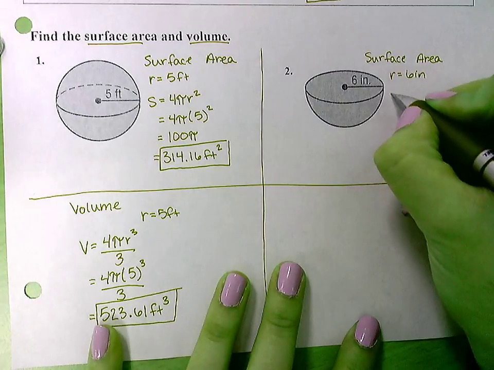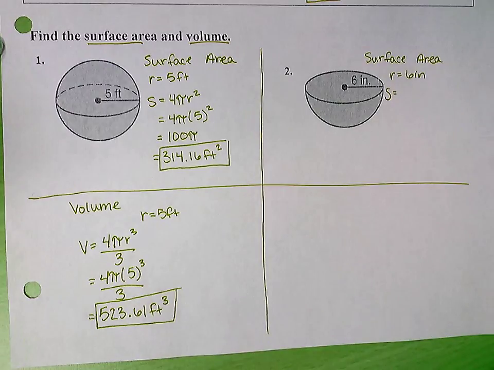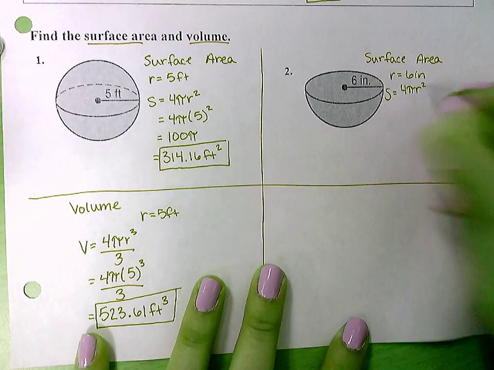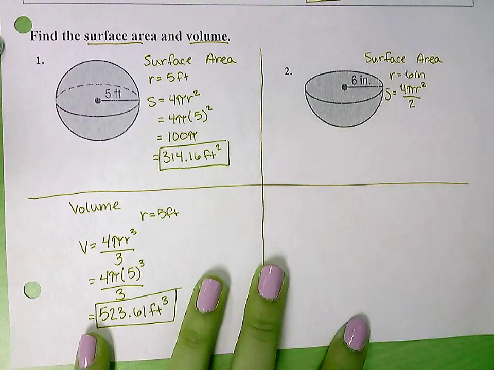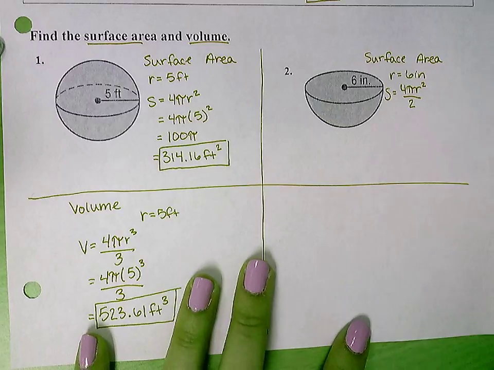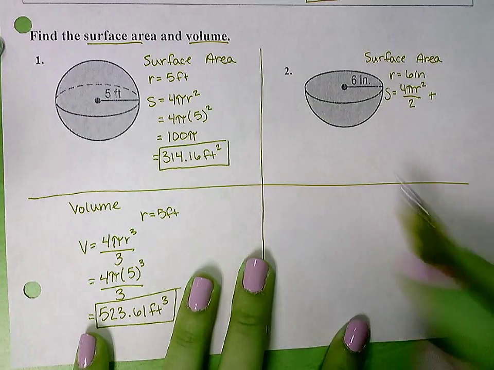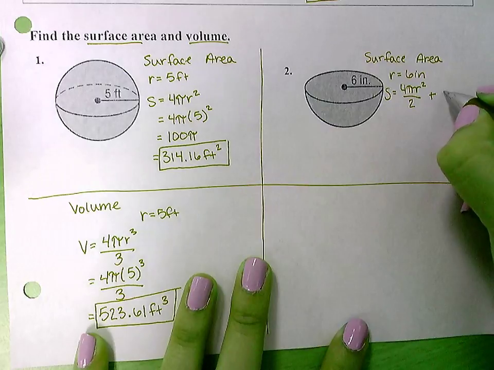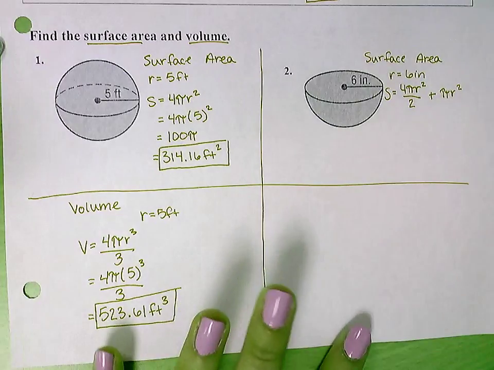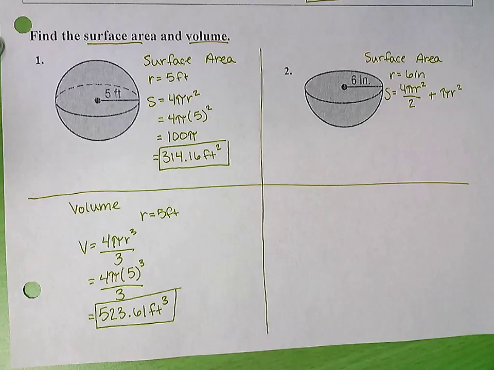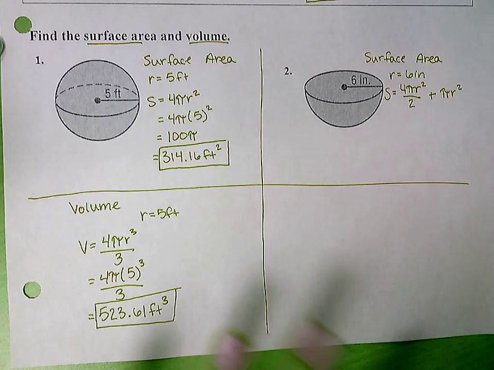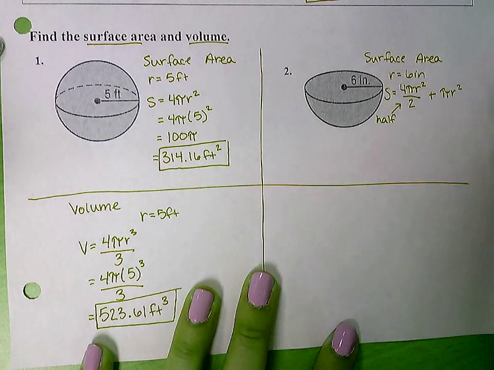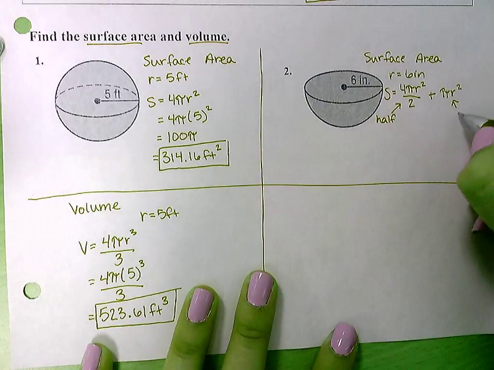So the formula we're going to use then, we still have this surface area piece, which is 4 pi r squared. And we are going to divide it by 2 because we have half of that sphere. But then we're going to add on that top circle. Okay? So we're just adding on the area of that top circle, which is pi r squared. Okay, so again, this is half of your sphere. This is the added on top circle.